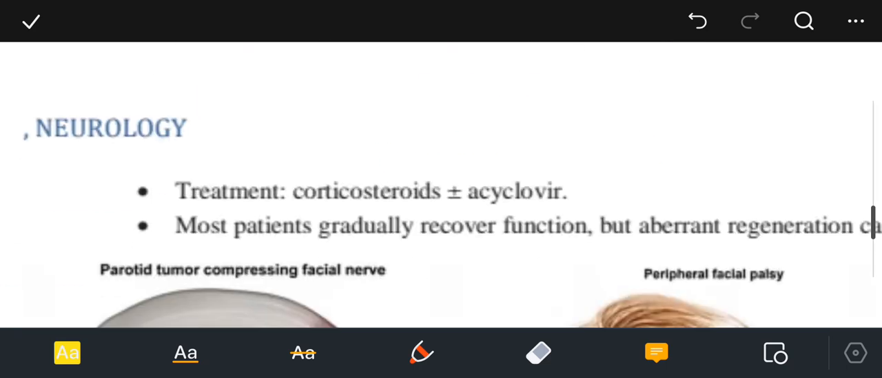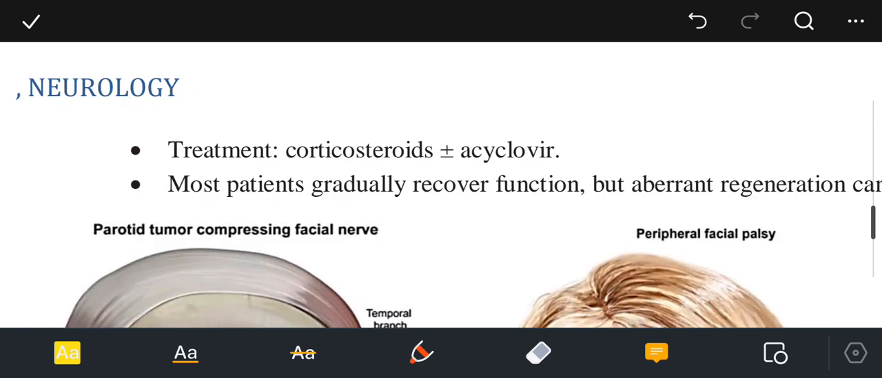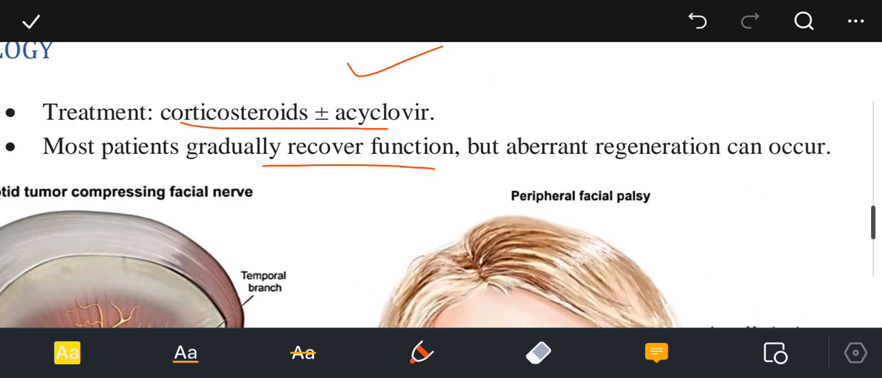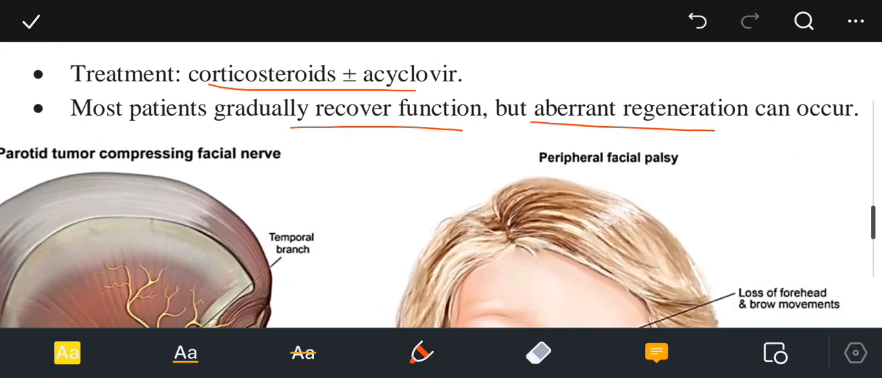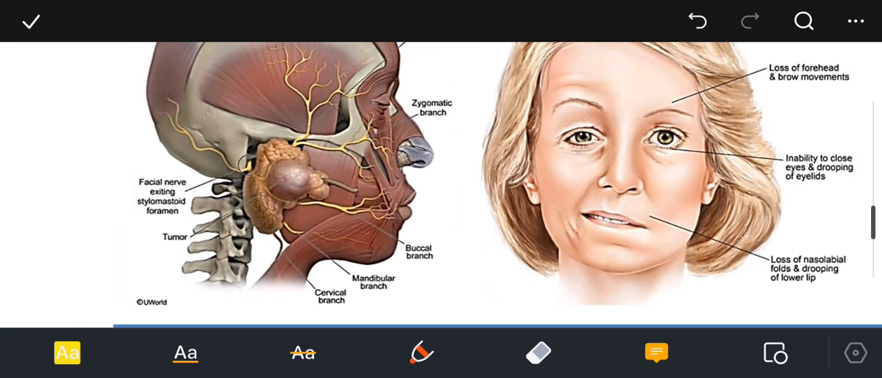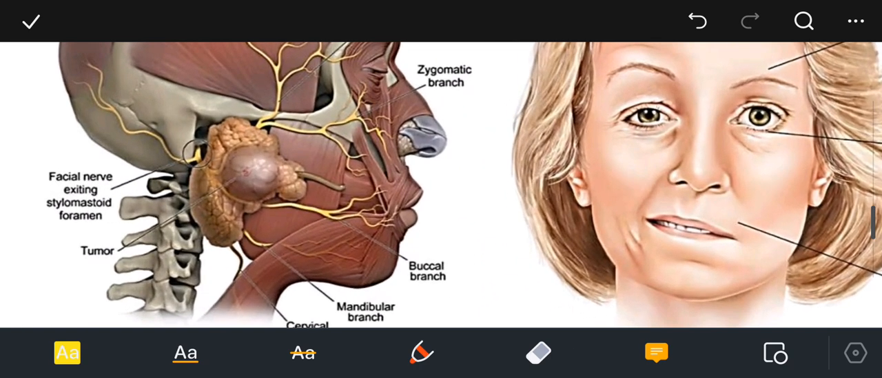The next point is about the treatment of Bell's palsy. So we use corticosteroids with or without acyclovir. If we have HSV suspicion, we give acyclovir, otherwise we give corticosteroids only. Most patients gradually recover function, but aberrant rearrangement can occur. So why is it happening? Because of facial nerve damage, right? Suppose there is some tumor or there is some loss of the facial nerve.